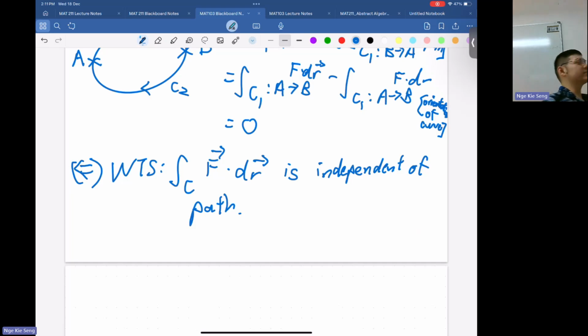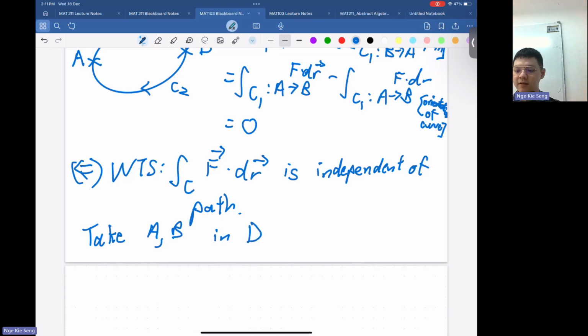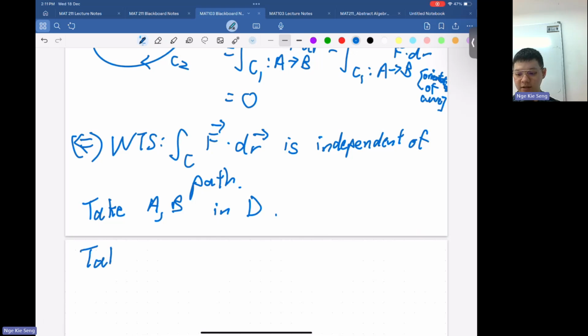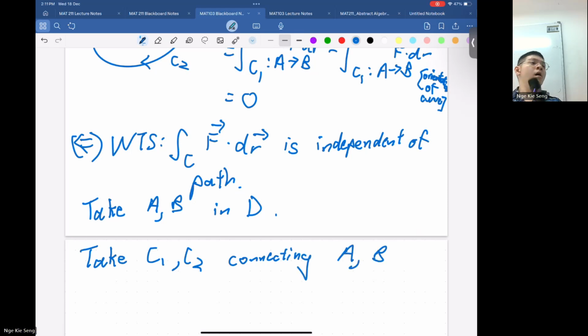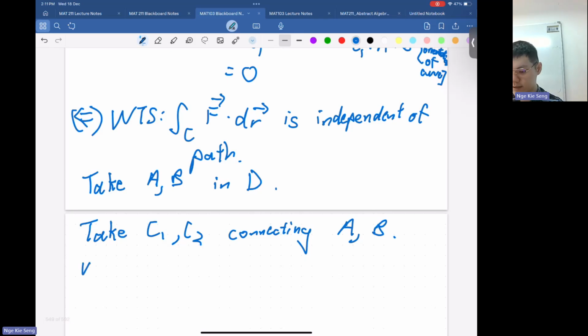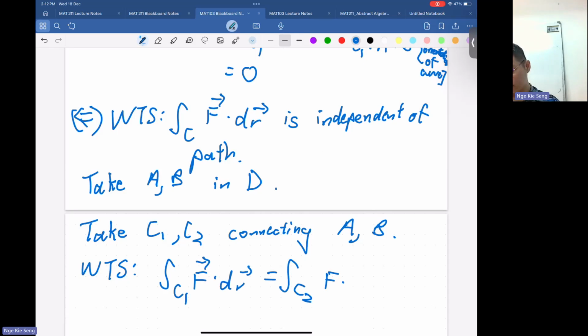So 要选什么先？要选什么先？ You need to take any A, B in D first. Okay, in D. And then you need to take also any two curves that connecting A and B. Right. So you want to show that, again, rewrite our goal more specific: we want to show that the integral over C1 of F dr is equal to the integral over C2 of F dr.